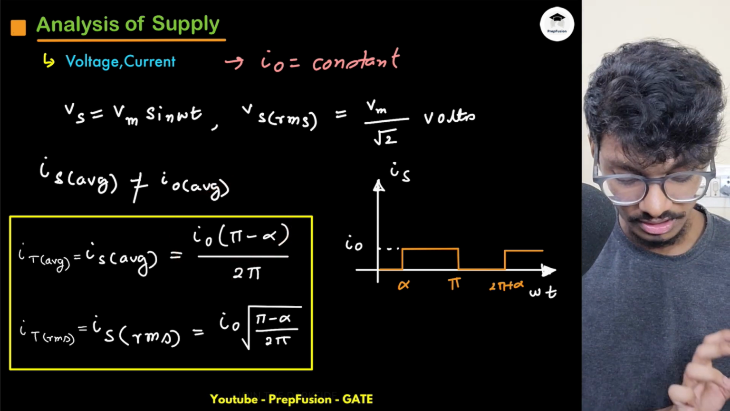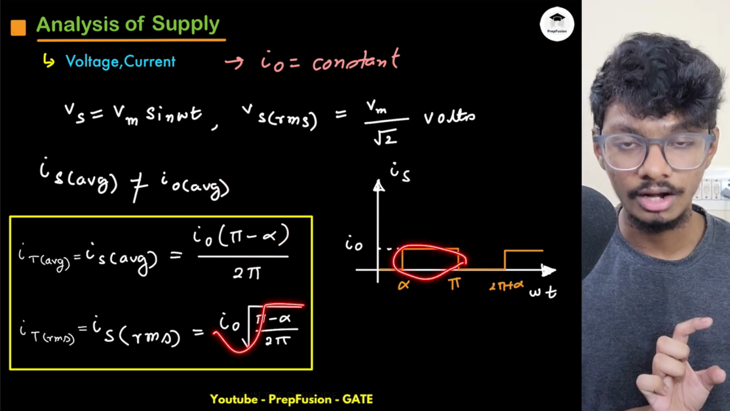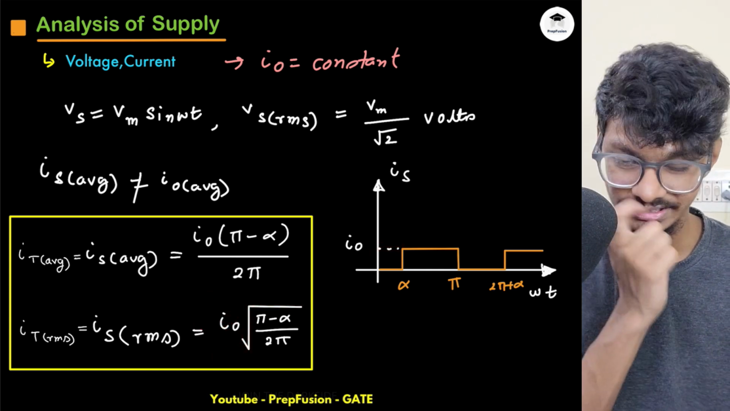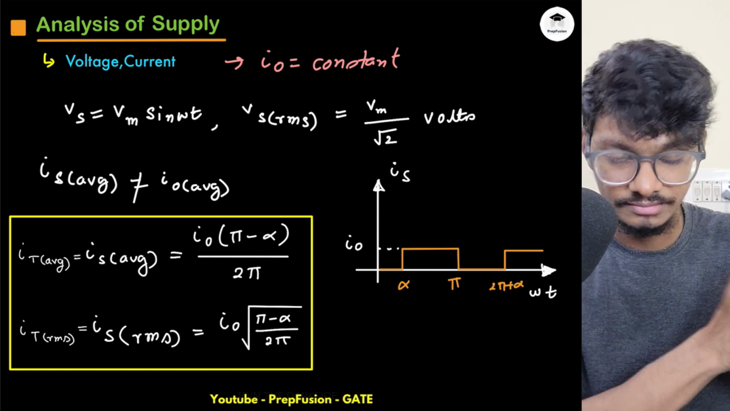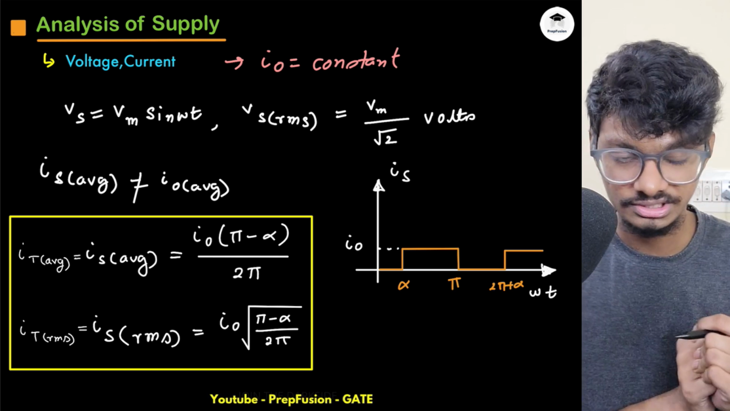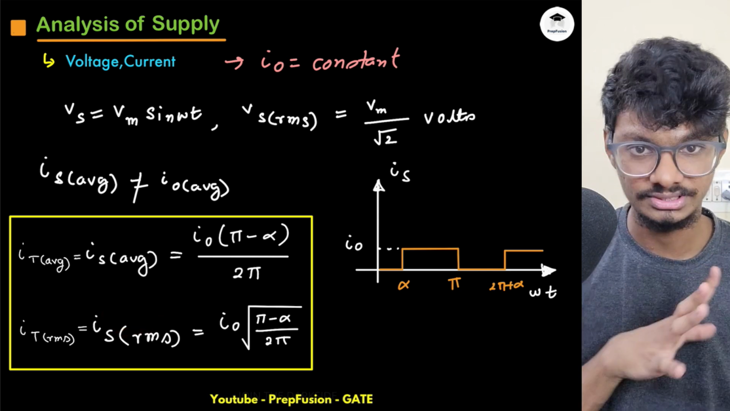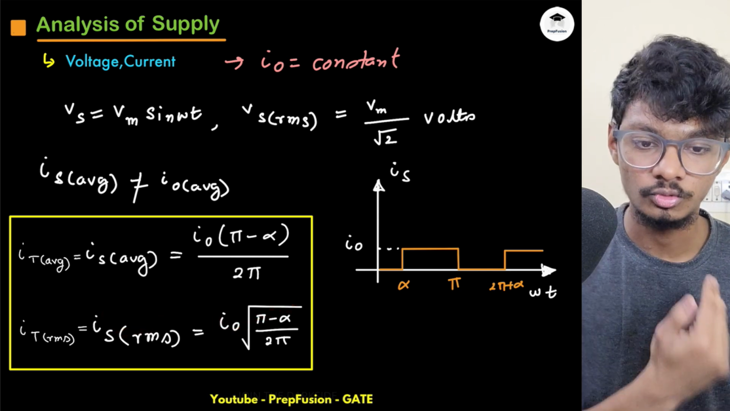Now RMS. There is a simple formula. Again, this area gets under root, so pi minus alpha over 2 pi. I have to take the under root and multiply by the constant number. This is what we learn in signals and systems. If you couldn't understand this, go through signals and systems, and my complex power chapter as well, where I have explained RMS and all those things a bit. You can go through and watch that again.